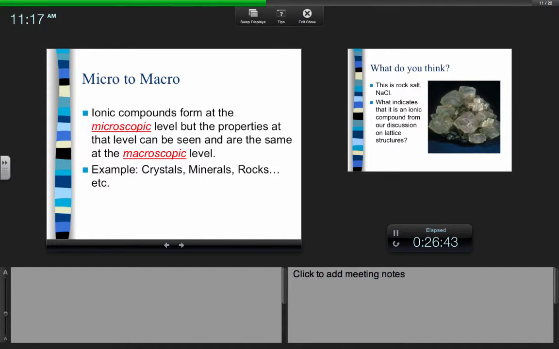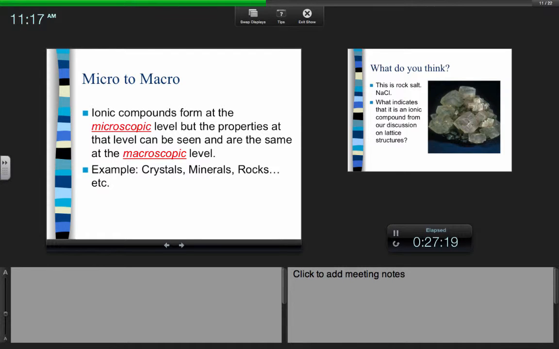This you need to write down. Ionic compounds: substances that form ionically. They start microscopically with an atom bonding to another atom, and then another atom joins the party, and another atom. It builds a cube, or a geometric prism, or a lattice structure. They just keep adding on, with millions and billions of atoms, until the point where we can actually see it.